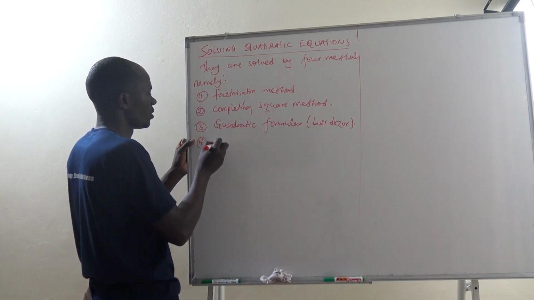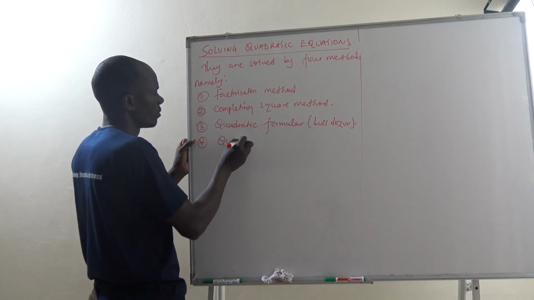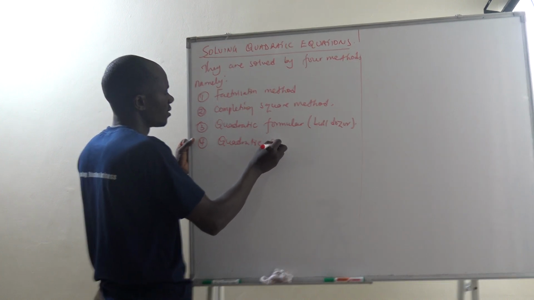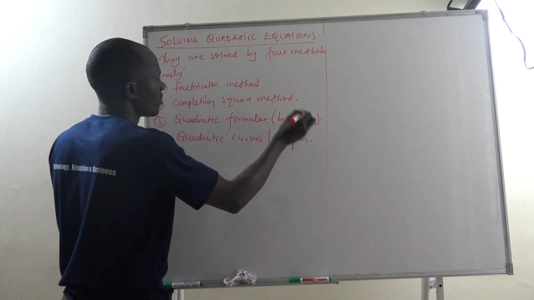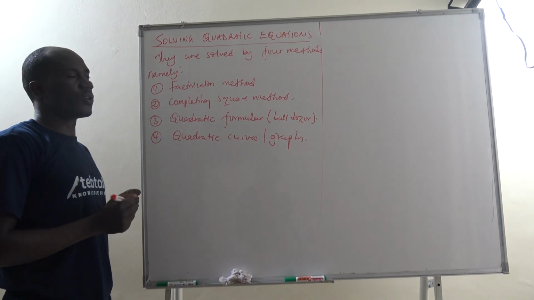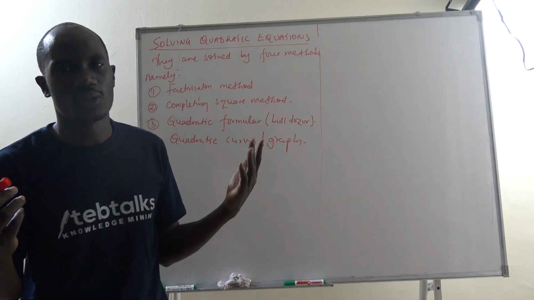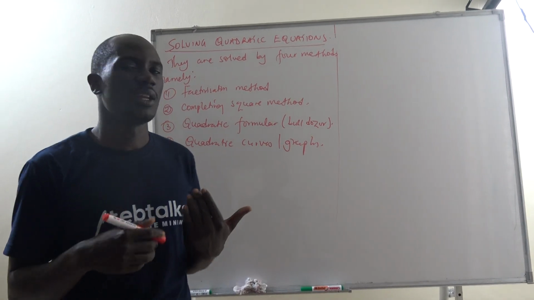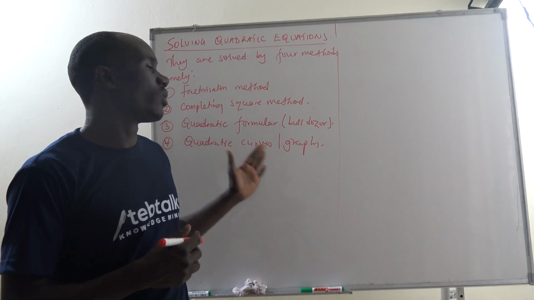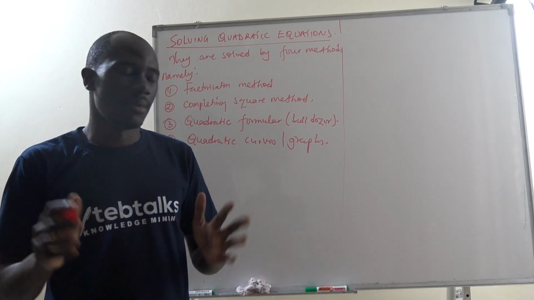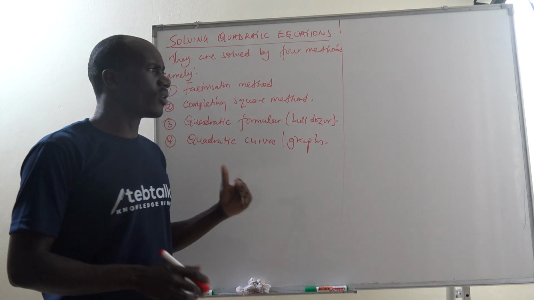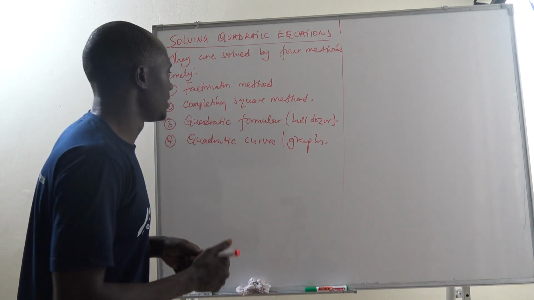Then the last one is by quadratic curves, or graphs. If a person comes and says solve the question, and has not restricted which method, it depends on you which one is good for you, but you must know all of these methods. So we're going to start with the factor method.